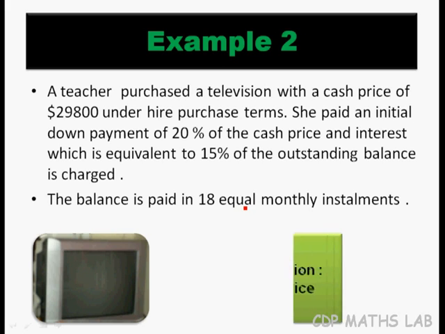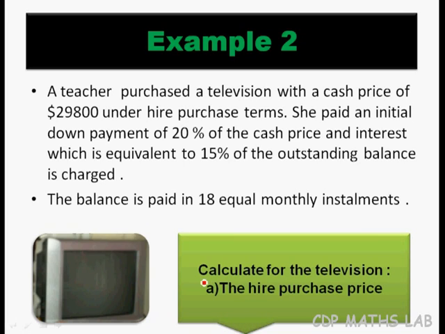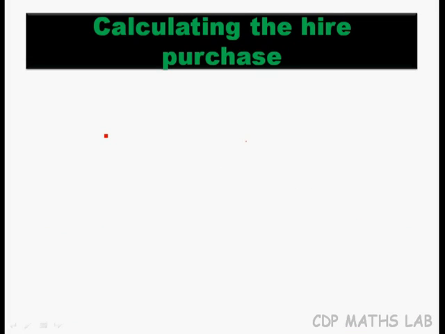Well, the first thing we're going to do, we're going to calculate the hire purchase price. Now, what is the hire purchase price equal to again? You remember? Deposit plus amount payable. Alright, you know what amount payable equal to? Time times monthly installments. Alright, well, let us see how we're going to use the information above to work out the hire purchase price. Make sure that you have written down the question before.